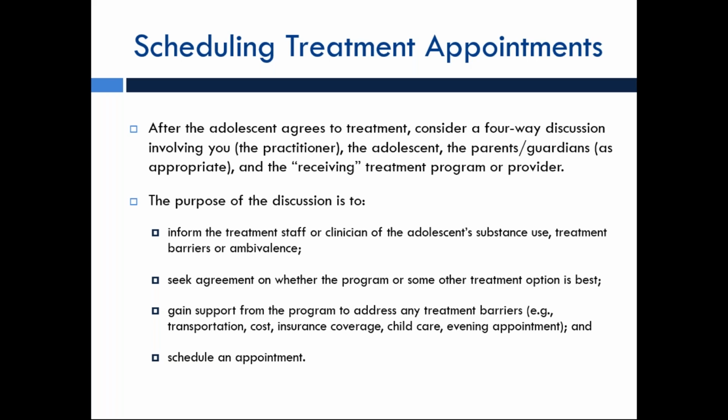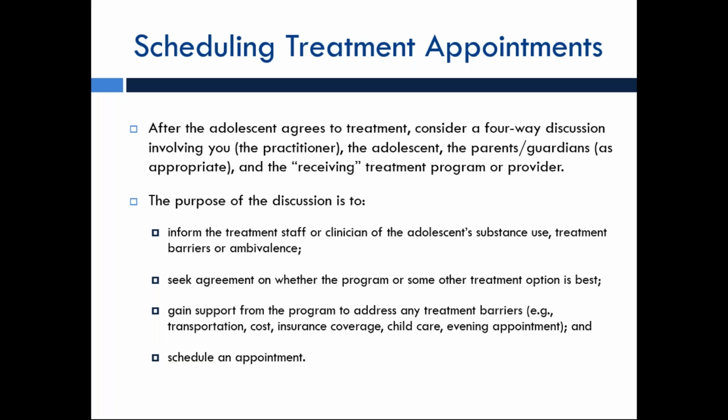But when there is a referral to another health professional, behavioral health practitioner, or a treatment program, there are several steps you can take to facilitate a successful link. Consider a four-way discussion involving you, the practitioner, the adolescent, parent or parents, as appropriate, and the receiving treatment program or provider. Try to do this immediately after the adolescent consents to treatment.